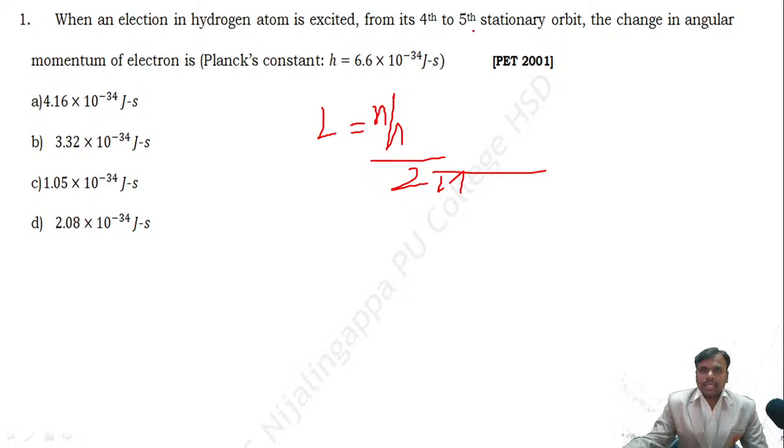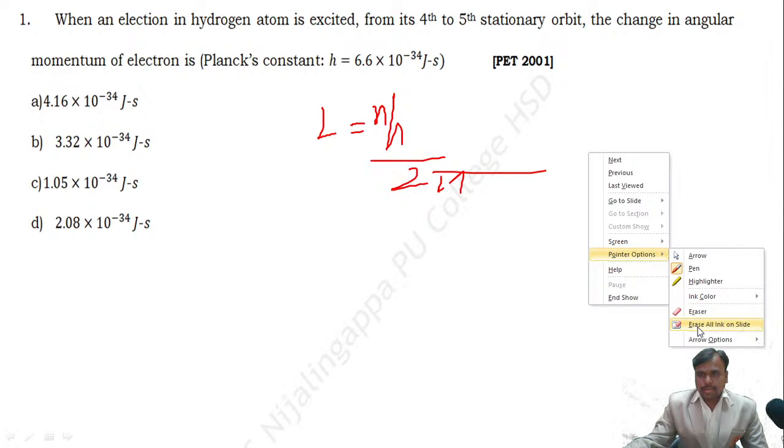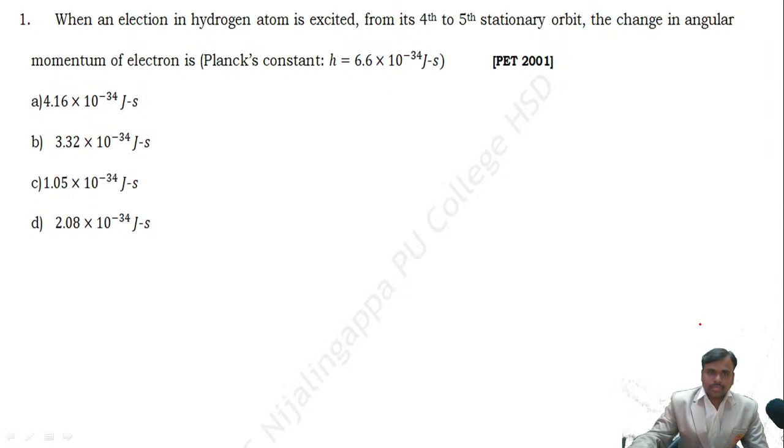By knowing L4 and L5 and subtracting these two, we get the change in angular momentum. That change in angular momentum is obtained by subtracting L4 from L5. First we find the L5 and L4 values, and we always use the relation L is equal to nh by 2 pi. Students, write down the solution.